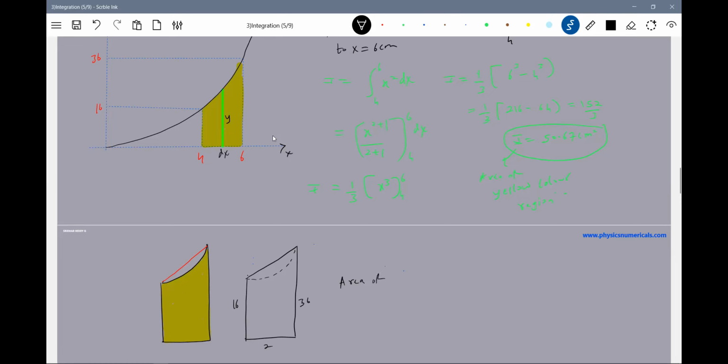Area of the trapezium is equal to half into height, 2 by 2, 16 plus 36, 52. But what should be the area under the curve is 50.67 centimeters square. So definitely this is the error. Area of the trapezium will not be equal to the area under the curve.